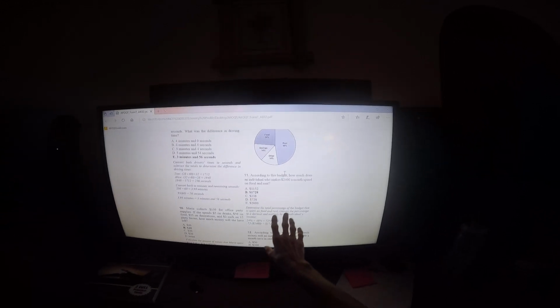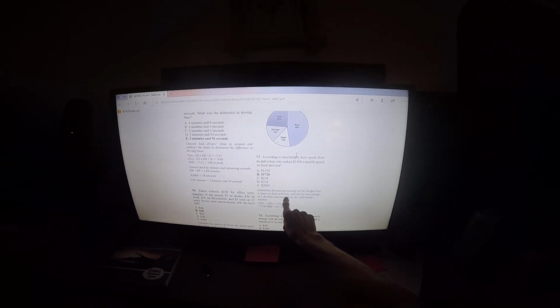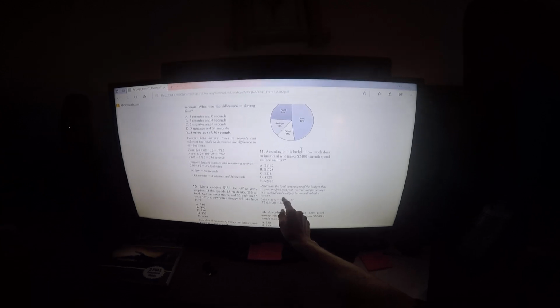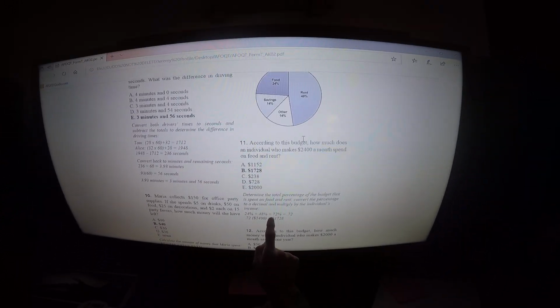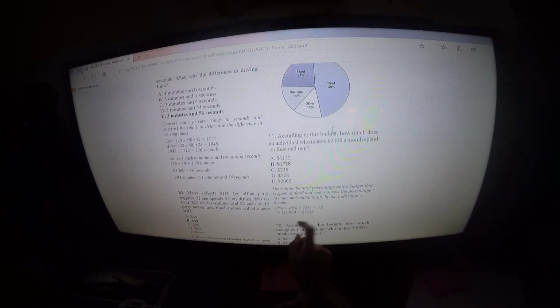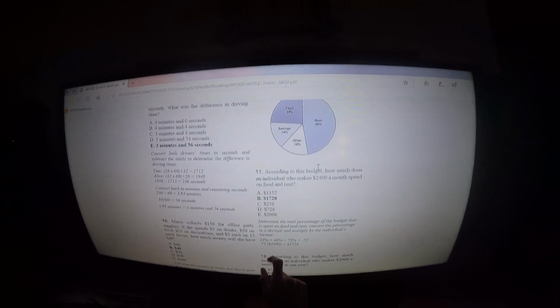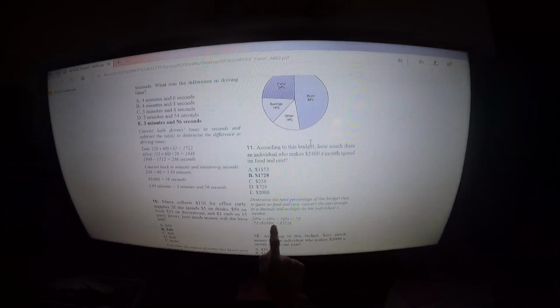1728. Determine the total percentage of the budget that is spent on food and rent. Convert the percentage to a decimal and multiply by the individual's income. All right, so food is 24 and rent is 48, which equals 72% or 0.72. 72% of $2,400 equals 1728. Got it.